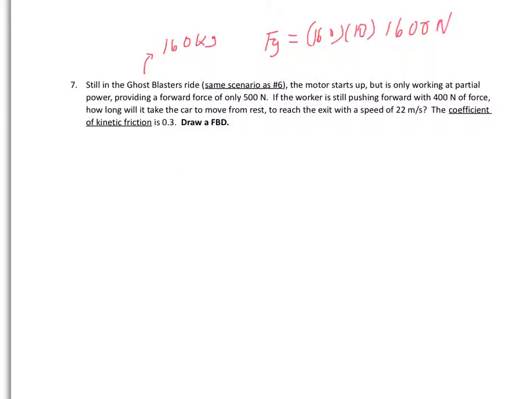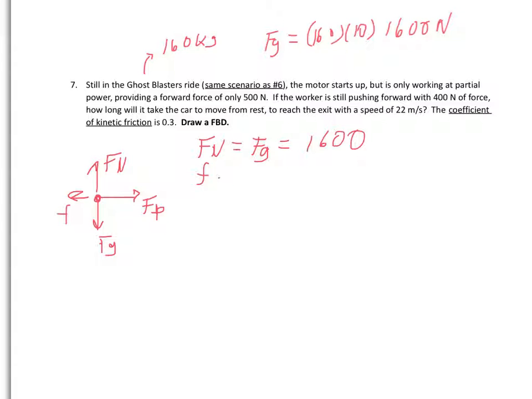Now continuing with this one, we're going to have this motor starting up, working at partial power, but now the person's still pushing. So let's just figure out. We're going to have the normal force, the weight, this pushing force, and the friction force. So let's go ahead and set things up. I'm going to have the normal balances the weight, and so that means I'm going to get the normal force as 1600 newtons as before.